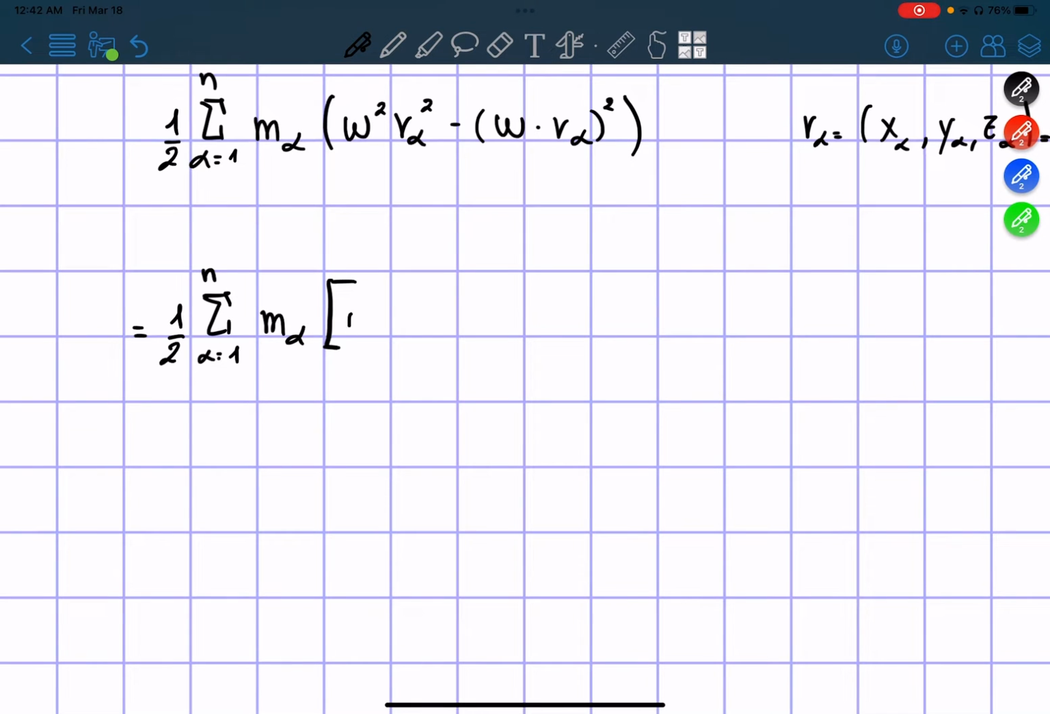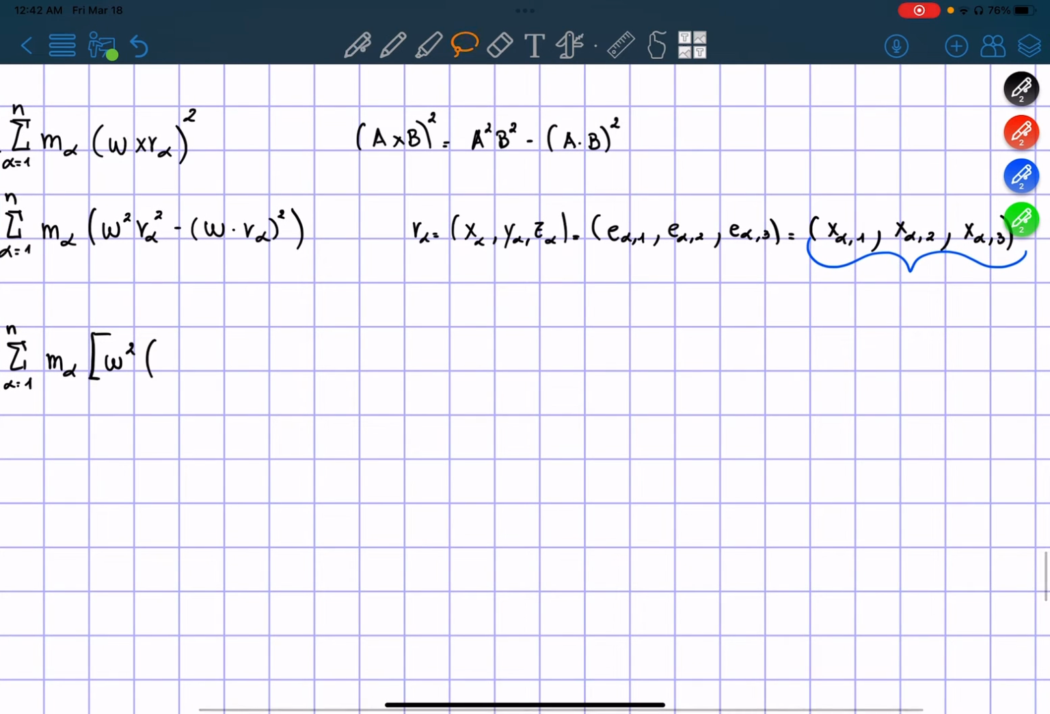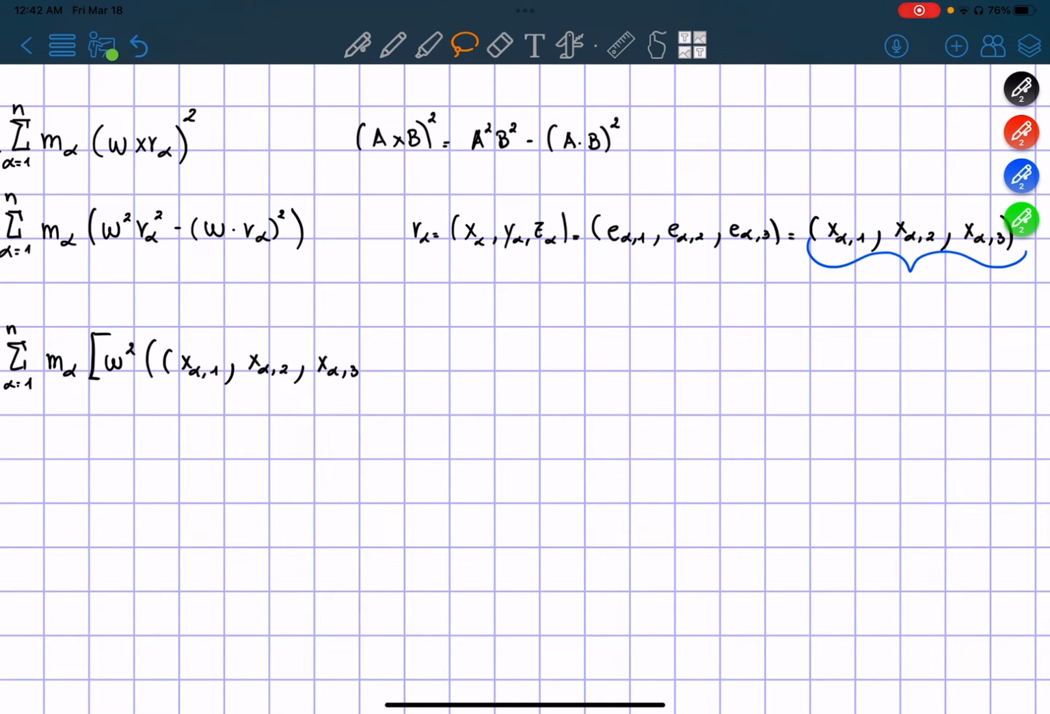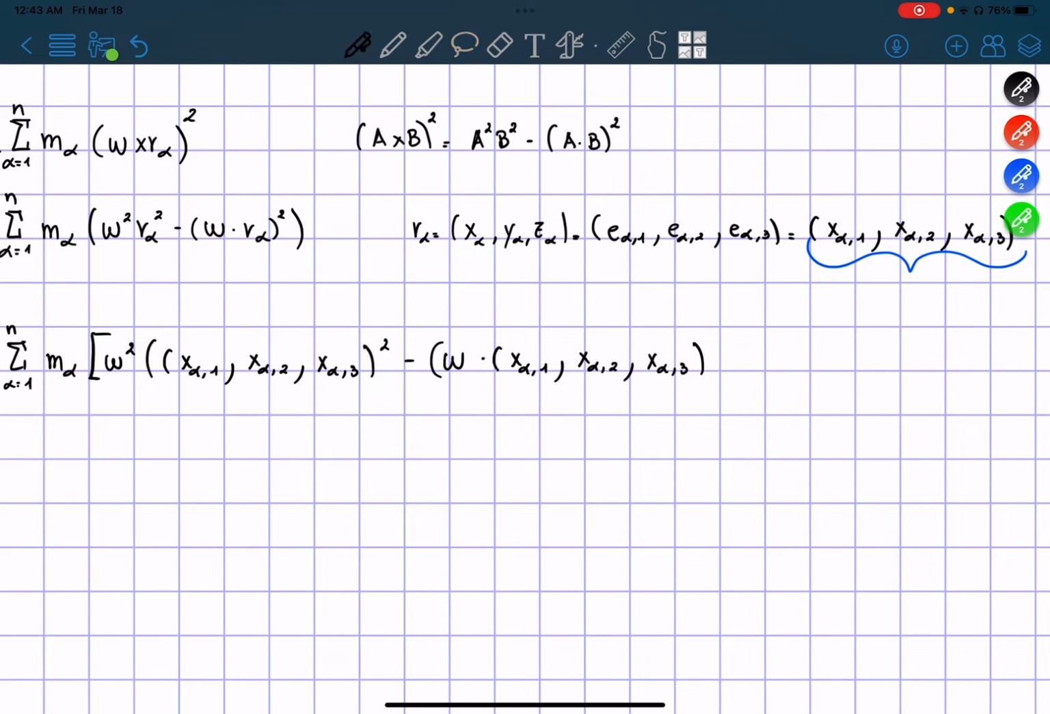So we can say that ω squared is equal to what? Well, if we break this down in pieces, this part right here, squared, minus ω dot, then this part over here again, close parentheses, squared.